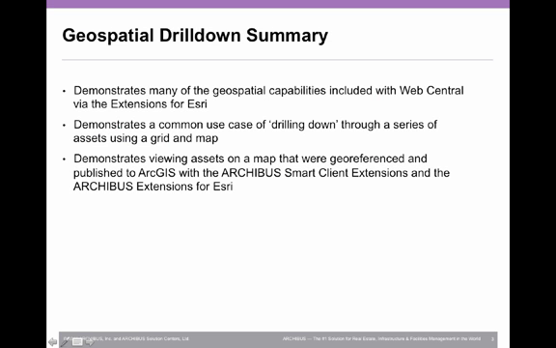In summary, the Geospatial drill down demonstrates many of the geospatial capabilities included with Web Central via the extensions for ESRI. We've demonstrated this functionality using a common use case of drilling down through a series of assets using a grid and a map. We've also demonstrated viewing assets on a map that were georeferenced and published to ArcGIS with the ARCHIBUS Smart Client extensions and the ARCHIBUS extensions for ESRI. Please refer to other videos in this series for information on those workflows.